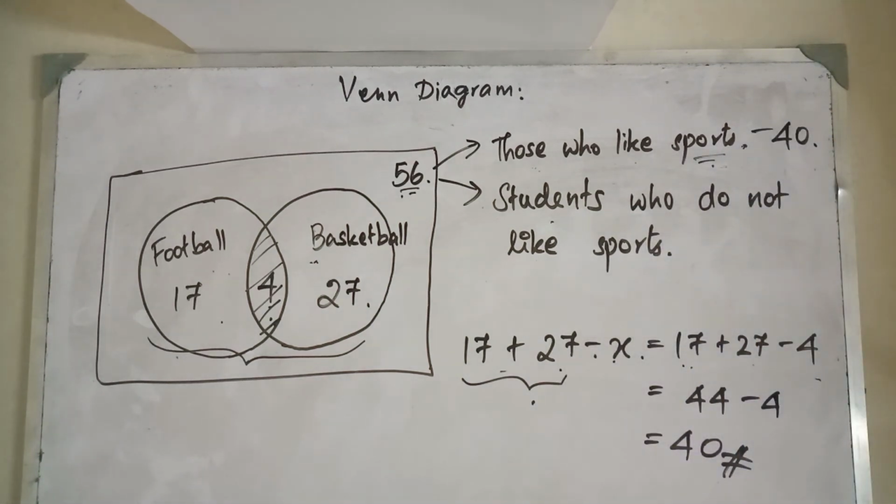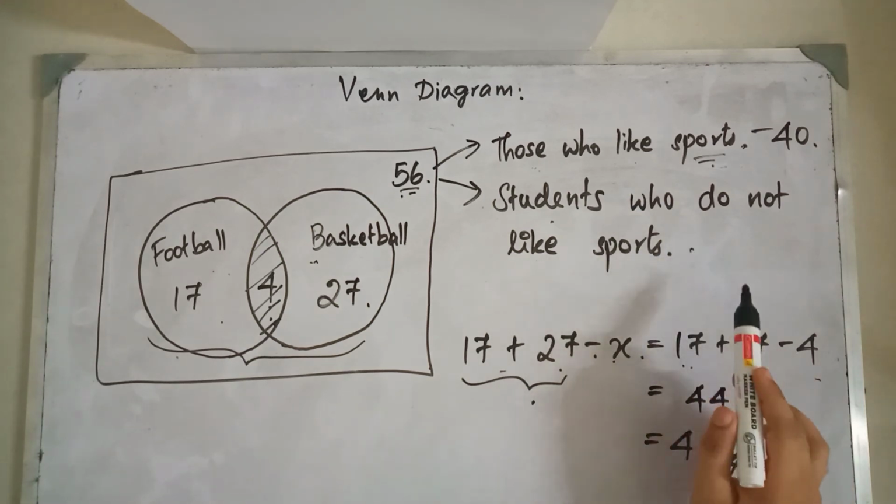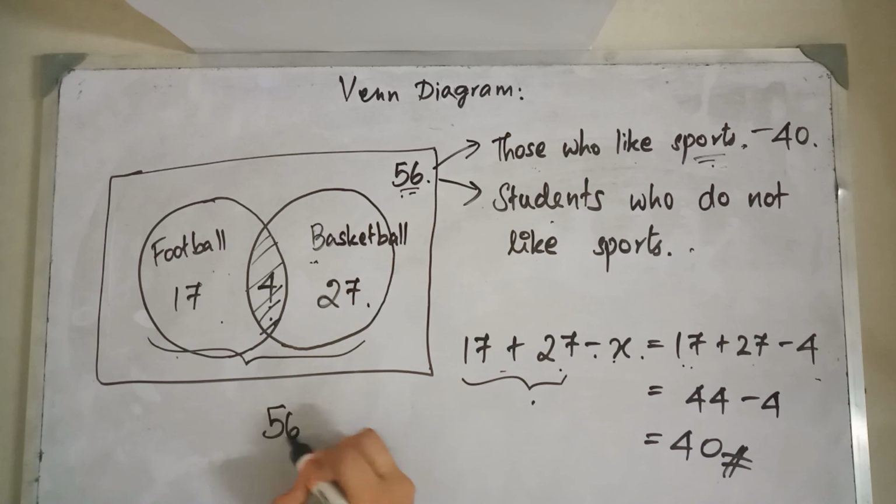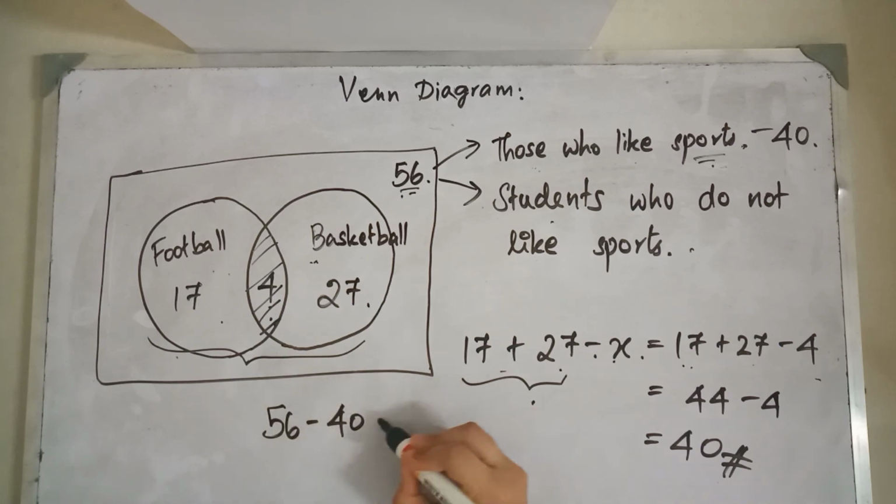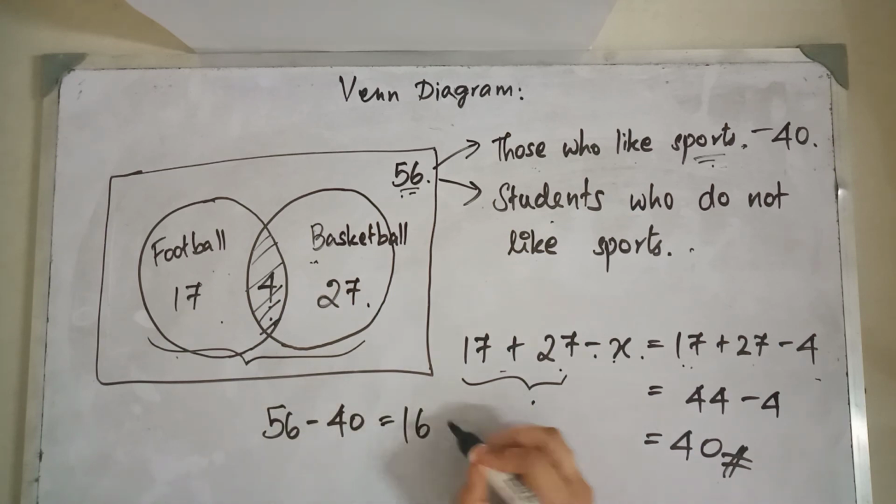Now we are not done yet. We have one more simple step, and that is we'll have to find this out. So I'll be taking 56 and subtracting 40, and we'll get 16.